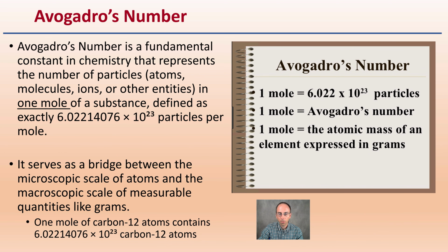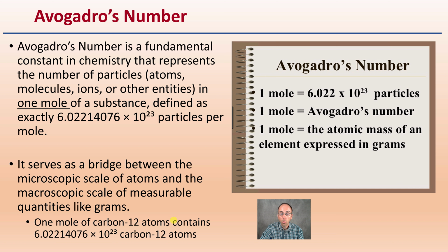Well, let's get into Avogadro's number here. It's a fundamental constant in chemistry that represents the number of particles, could be atoms, molecules, ions, other entities, in 1 mole of a substance, defined as exactly 6.02, that's what we'll typically use, times 10 to the 23rd particles per mole. You can see it does go several other decimal places. Typically 6.022 is what would be used in calculations. This serves as a bridge between the microscopic scale of atoms and the macroscopic scale of measurable quantities like grams.